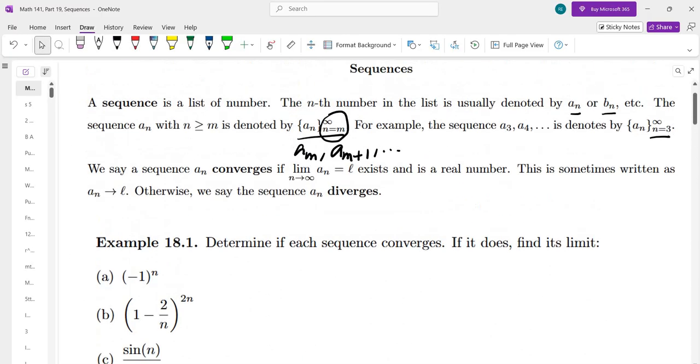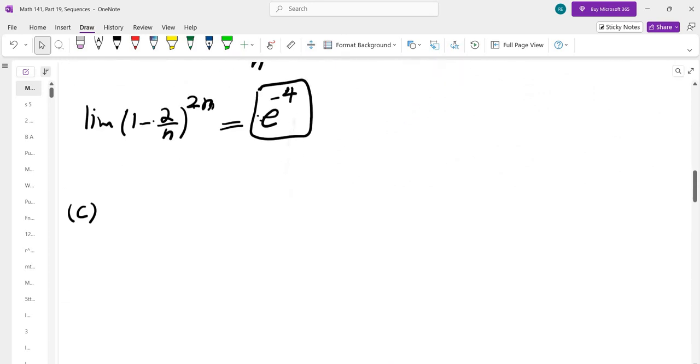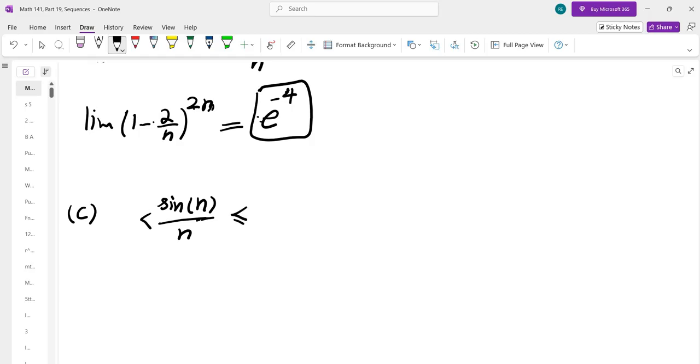Let's look at the next one. So the next one is sine of n over n. We want to find the limit of that. Well, if you look at sine of n, it oscillates between 1 and negative 1, but at the bottom we have n that goes to infinity. So it looks like you have a small number divided by a very large number, so it looks like the limit is in fact 0. But how do we justify that?